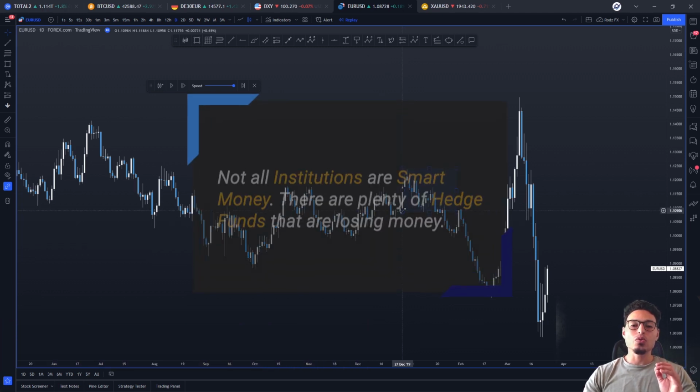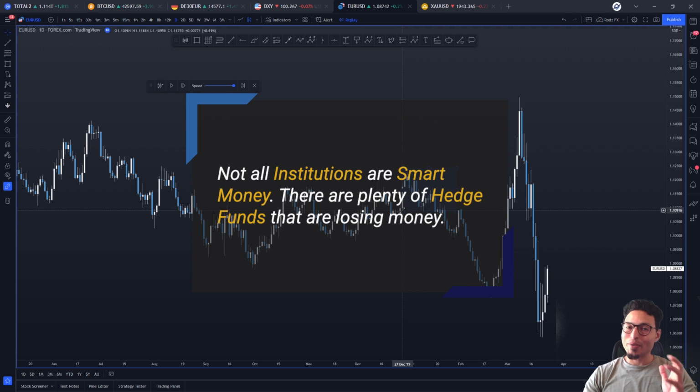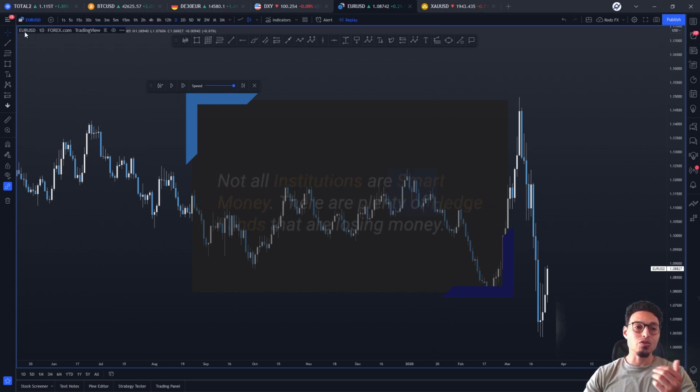Now, not all smart money is smart. Not all institutions are smart money. In fact, there are plenty of hedge funds that are losing money, and so there is always some liquidity available. Not all smart money is actually making money. There are some institutions that are not necessarily profiting from the exchange that is happening between, let's say, the euro and the dollar.